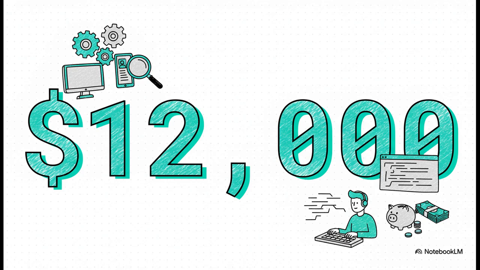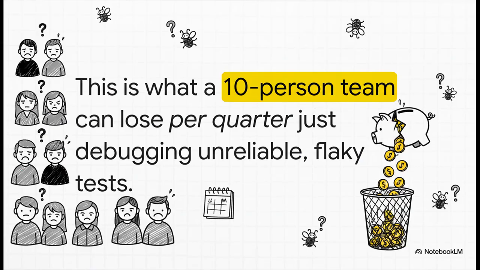So I want to start with just a number, $12,000. Any guesses what that is? A new tool, maybe a fancy server? Nope, that is the unspoken cost. According to research from NashTech, that's what a small 10-person team can burn through every single quarter, just chasing down unreliable, flaky tests. Think about that. That's money that could be building new features, but instead it's just vanishing into a black hole of wasted time.